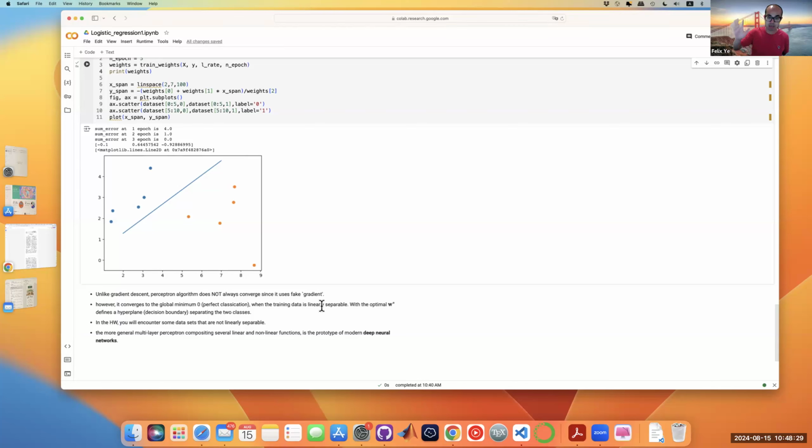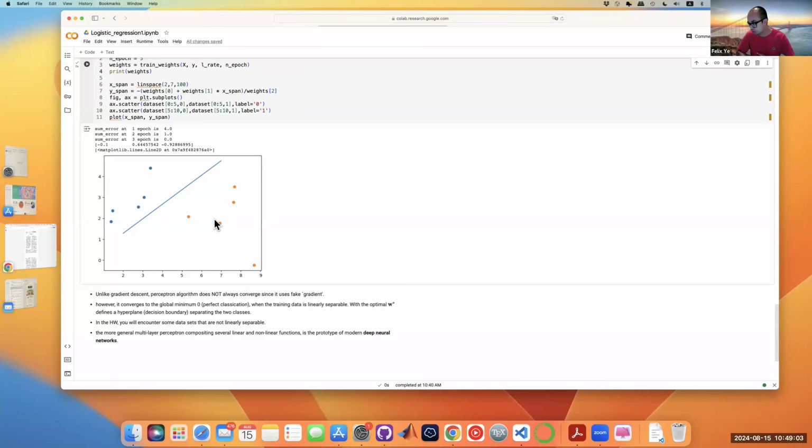And also this optimal W star can define a hyperplane. This hyperplane in the classification setting is called the decision boundary, right? Everything above this line will be classified as blue, and everything below this line will be classified as orange. So that means we defined the hyperplane or decision boundary to separate these 2 classes perfectly.